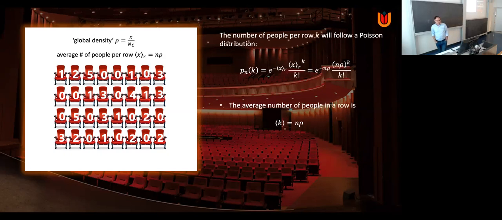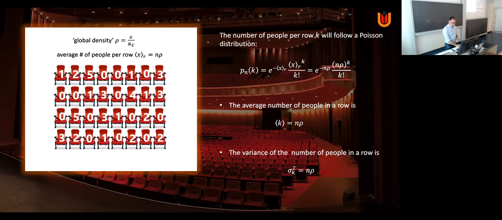You can calculate, you can derive that the number of people per row will follow a Poisson distribution. The Poisson distribution is given by the expression over there, which has both the density in there and the number of occupied seats. If you analyze this distribution, then the average number of people in a row would be small n times the density, and the variance of the number of people in a row would be the same. That is a property of the Poisson distribution.